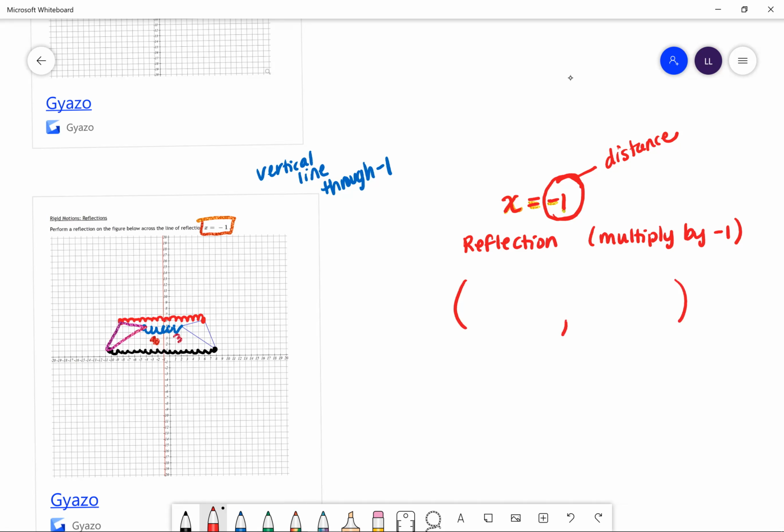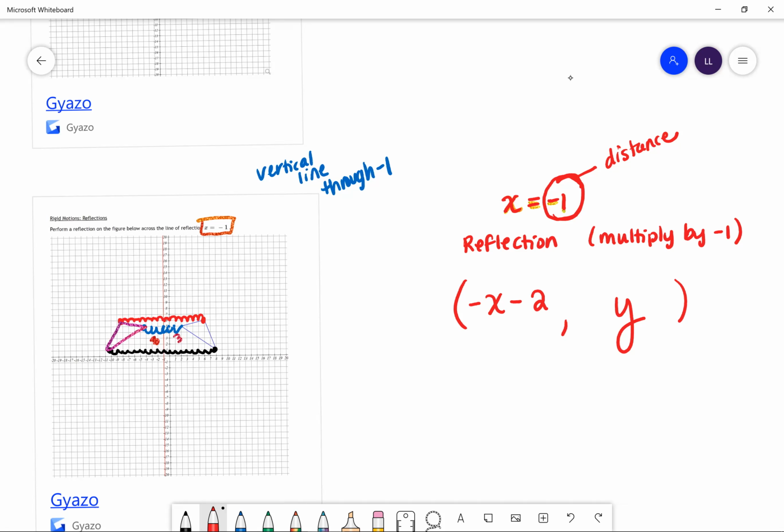If you notice in this picture, the y coordinates did not change. The y coordinates remained the same. What did change was the x coordinates. The x coordinates were reflected. And remember the number was -1, so that means the distance was moved to the left 2 units.